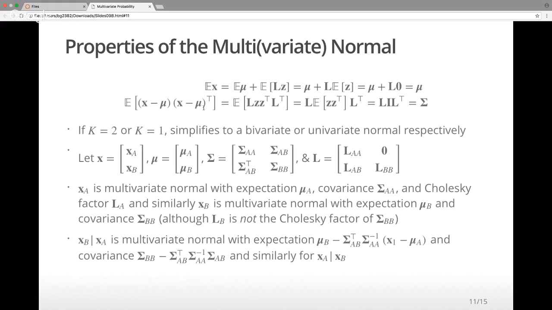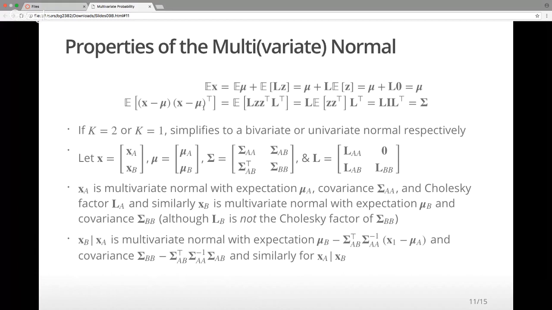So we have top left, bottom right, top right, and bottom left being the transpose of the top right piece, because sigma is a symmetric matrix. And we can also partition the Cholesky factor in much the same way. It has a top left, a bottom right, a bottom left, and the upper triangle is all 0 because Cholesky factors are lower triangular.